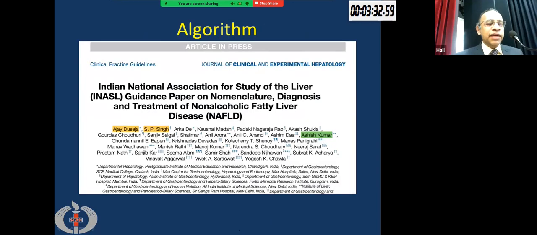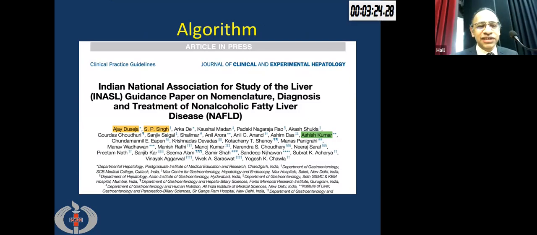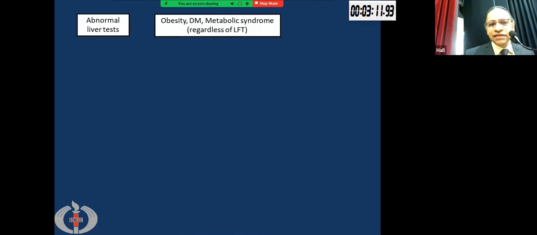So a very elegant algorithm has been given by the INASL guidelines, which was published recently by the stalwarts of NAFLD, Dr. Ajay and Dr. SP Singh. And thank you, all of you, for giving me also an opportunity to be a part of this. So the algorithm is there, but I have further simplified it for the benefit of residents.